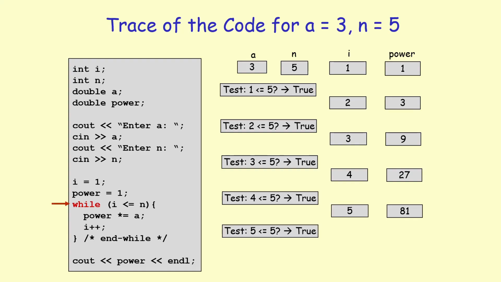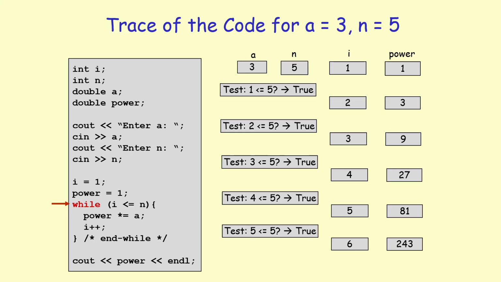Evaluate the expression. Is 5 less than or equal to 5? Yes, we need to multiply power with a 5 times. So we still need to go into the body of the while loop. So we go in, we multiply power by a, it becomes 243. Increment I by 1, it becomes 6.